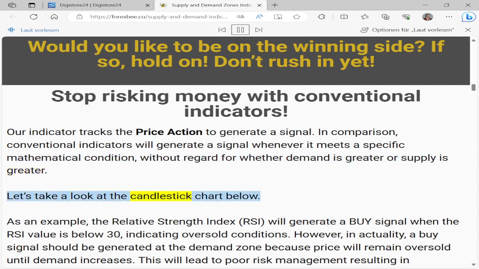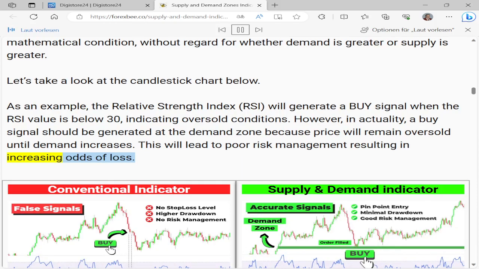Let's take a look at the candlestick chart below. As an example, the Relative Strength Index, RSI, will generate a buy signal when the RSI value is below 30, indicating oversold conditions. However, in actuality, a buy signal should be generated at the demand zone because price will remain oversold until demand increases. This will lead to poor risk management, resulting in increasing odds of loss. Conventional indicator. Supply and demand indicator.